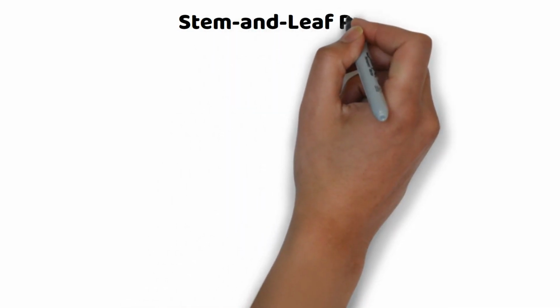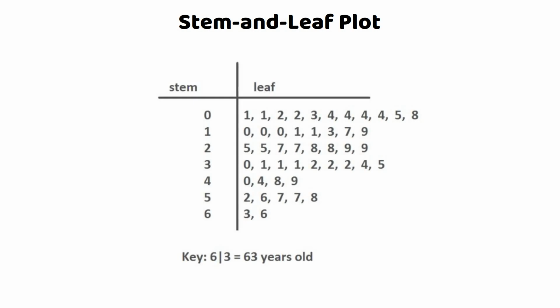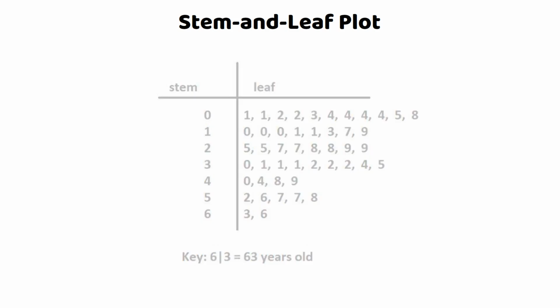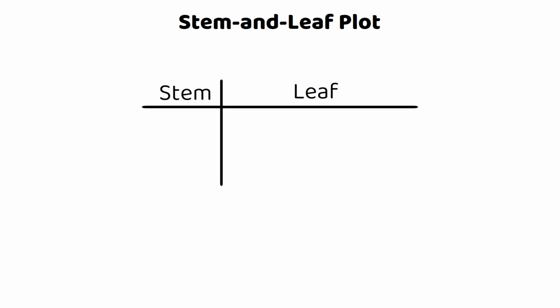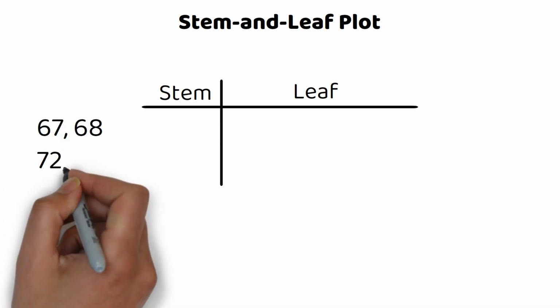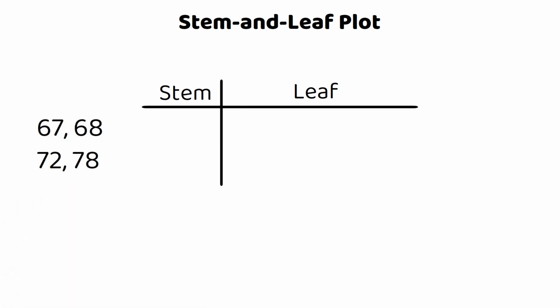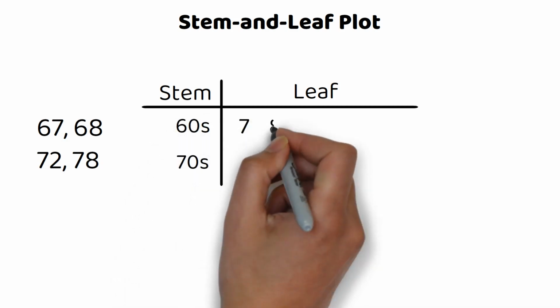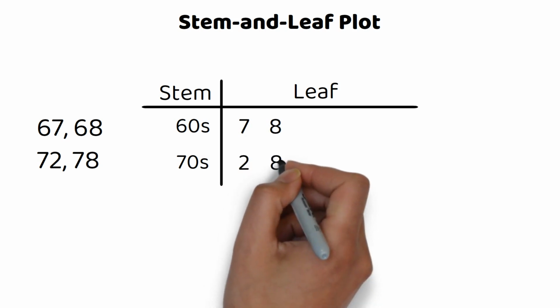Quantitative data, stem and leaf plots and dot plots. Stem and leaf plot. This is a unique way of organizing data where each data point is split into a stem, the initial digits, and a leaf, the final digit. It provides a visual distribution of individual data points. For example, consider exam scores of 67, 68, 72, and 78. The stem would be the 60s and 70s, while the leaves would be 7 and 8 for the 60s and 2 and 8 for the 70s.